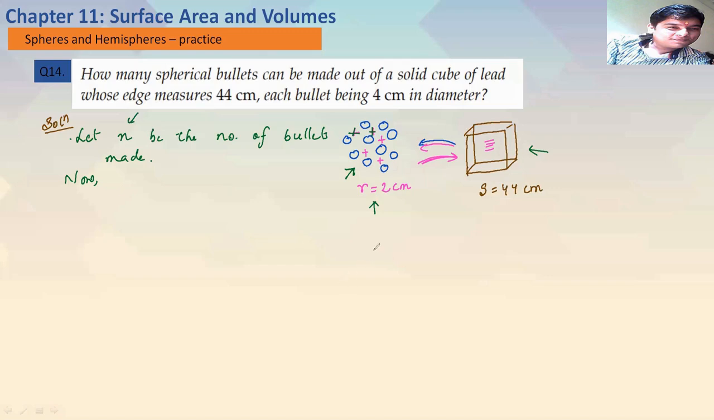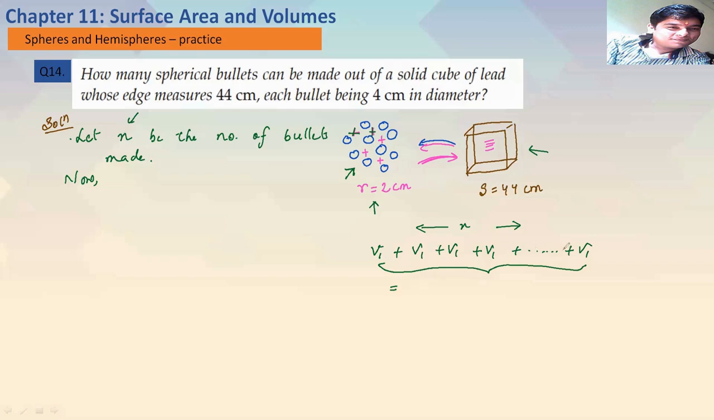Suppose the volume of one ball is V1. There are n balls, so V1 plus V1 plus V1 plus V1 plus all the way up to n terms, right? There are n V1s here. So 1, 2, 3, 4, 5, and that's n, n in number.